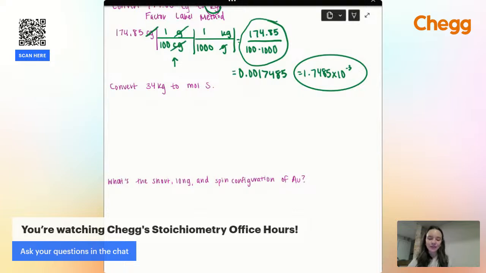All right, about 15 seconds. Anything you can gather from this problem where we're converting 34 kilograms to moles of sulfur, that S stands for sulfur, let me know.